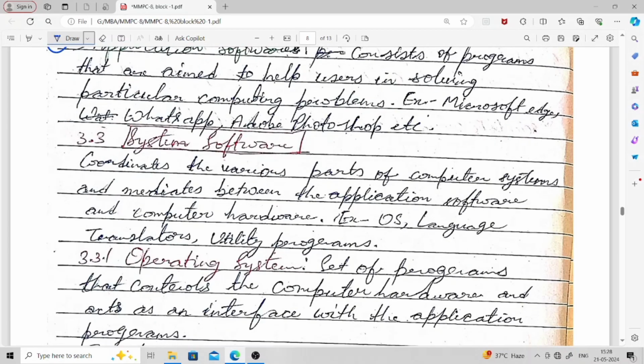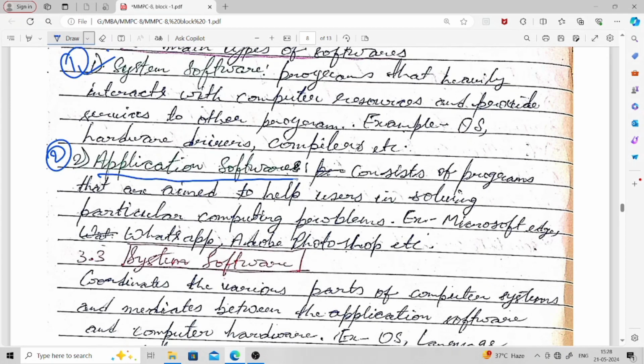The second one given is application software. Application software consists of programs that are aimed to help users in solving particular computing problems. Particular means for a particular purpose, or for a specific purpose. If a program is designed, or written, for that, then that program is known as application software, and it is used to solve a specific problem. For example, there you have Microsoft Edge, WhatsApp, Adobe Photoshop. These are examples of application software. Adobe Photoshop is used for editing photos and designing different things. For that purpose, the program for Adobe Photoshop was written. So that's why Adobe Photoshop is a kind of application software.